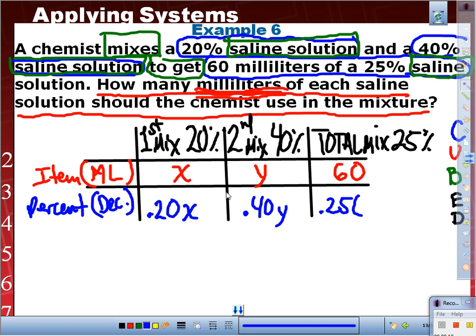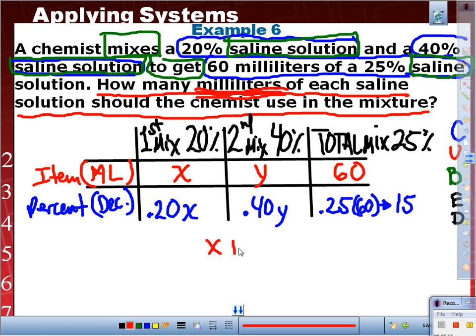Okay, let me go back again. Look at this one. This was 0.20 times the number of milliliters. Since we didn't know, we just wrote X. 0.40 times the number of milliliters, which was what? Y. This is 0.25 times the amount of milliliters, which is 60. So what is 0.25 times 60? 15. Okay, so we already converted that. All right? You see the system now.